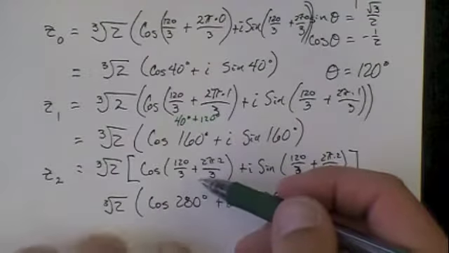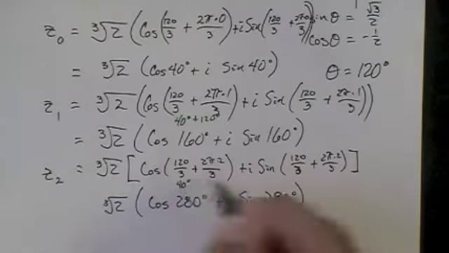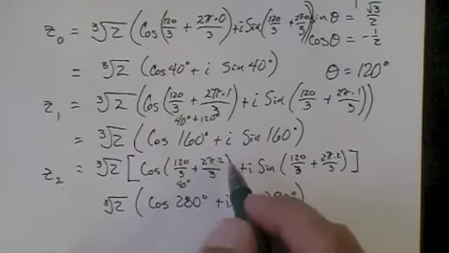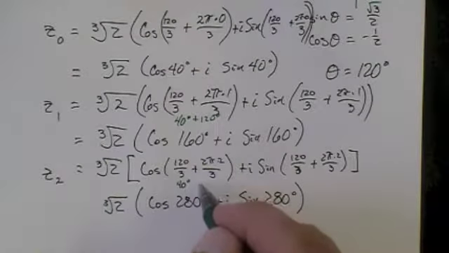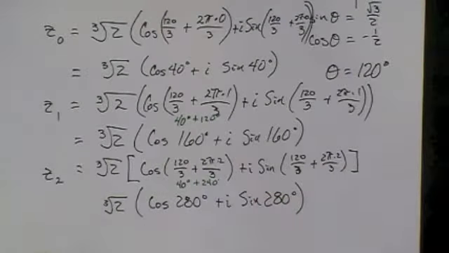So now looking at our third root, again we have 120 divided by 3, so we have our 40 degrees. Now we've taken 2 laps, so we have 720 divided by 3, which is going to add 240 degrees. So that's where we get the 280.